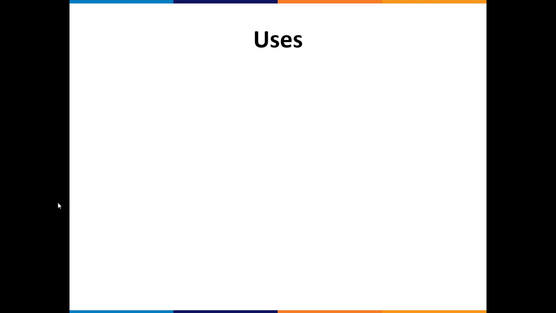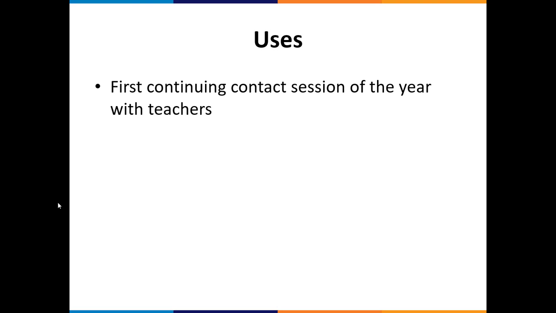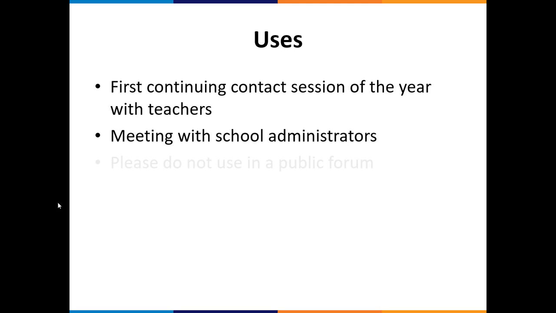So, some potential uses for this report. You can certainly use it for your first continuing contact session of the year with your teachers, so you can look at how you finished out the last year and then do some planning and goal making for the current school year. You can use it when meeting with school administrators. If you have a meeting with a school administrator and they want to know some quick information about what's happening in the school, you can print this out and bring it along with you.